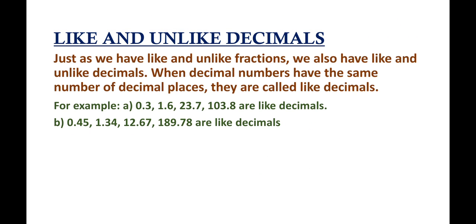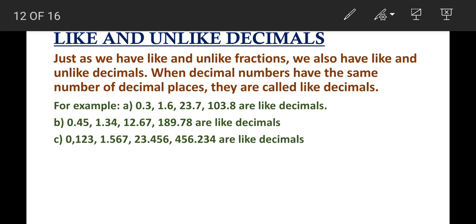Here is one more example: 0.123, 1.567, 23.456 and 456.234. In all these cases there are three digits after the decimal point, that is the thousandths place. So we can say that all these are like decimals.